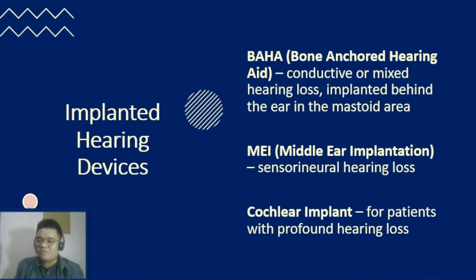Now class, you also have what you refer to as your implanted hearing devices. There are actually three types right now. So you have your BAHA, bone-anchored hearing aid, which is used for conductive or mixed hearing loss, which is implanted behind your ear in the mastoid area. You have your MEI, which is your middle ear implantation. As the term implies, it's implanted in the middle ear, and is used for sensorineural hearing loss. Then you have your cochlear implant for patients with profound hearing problems.